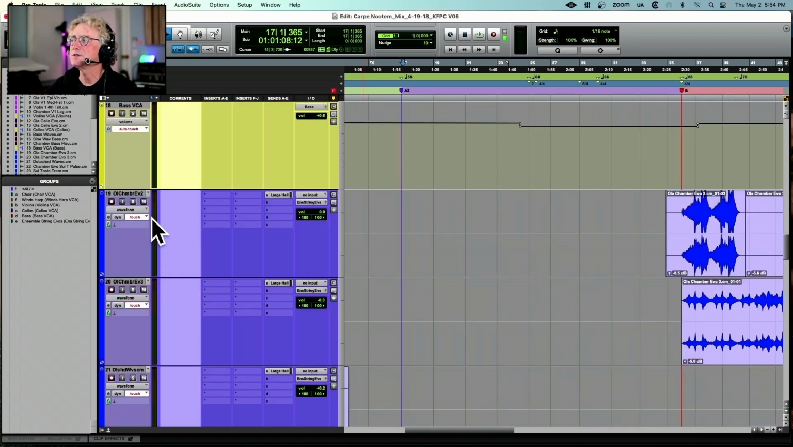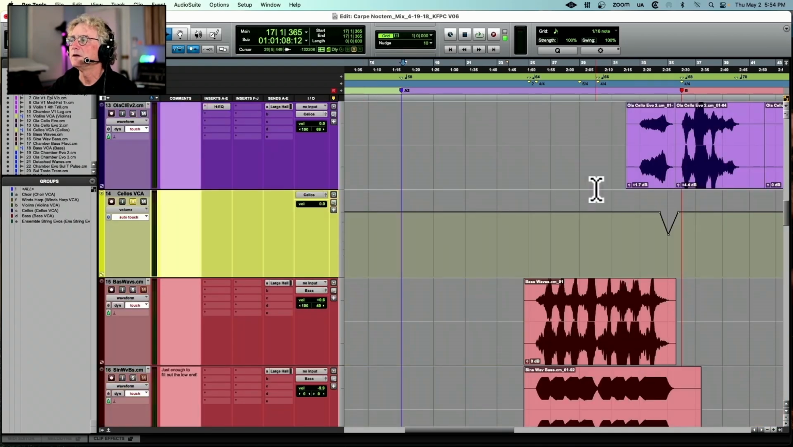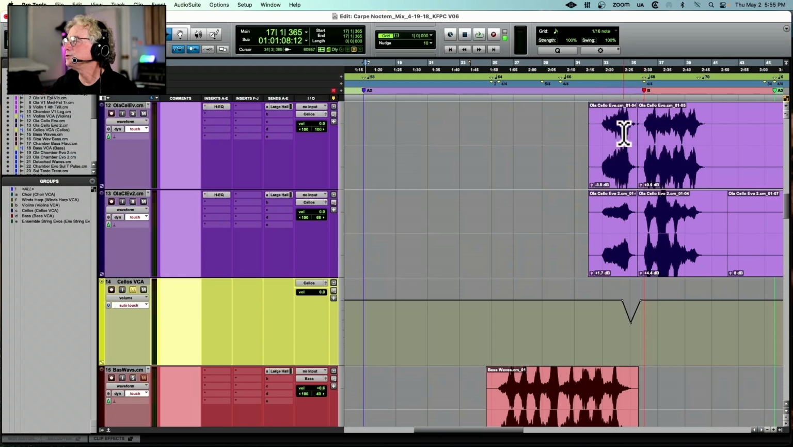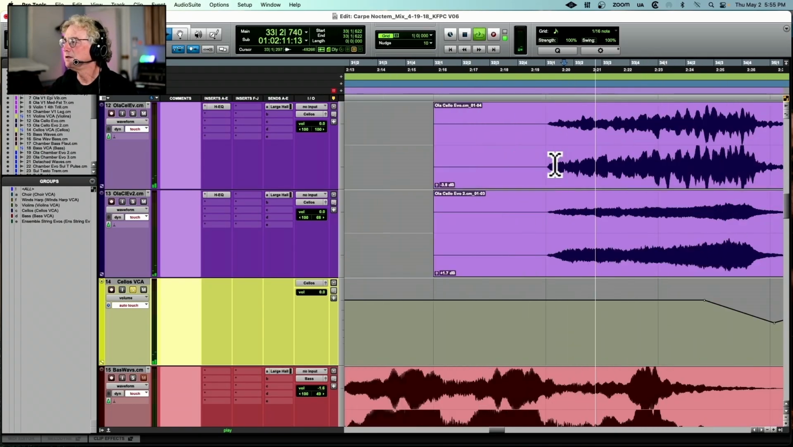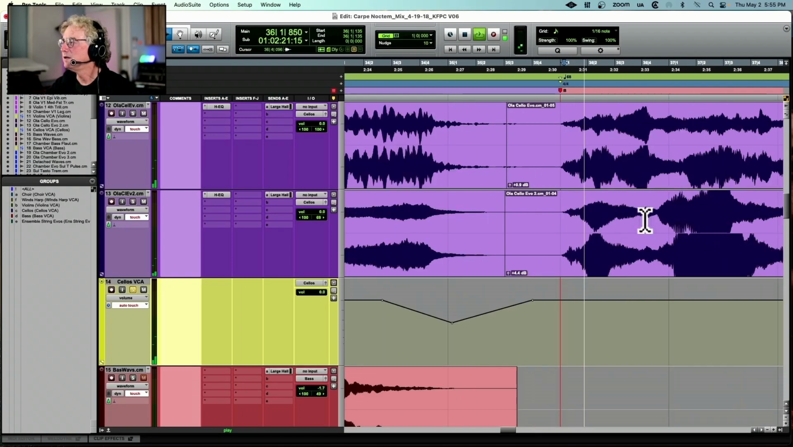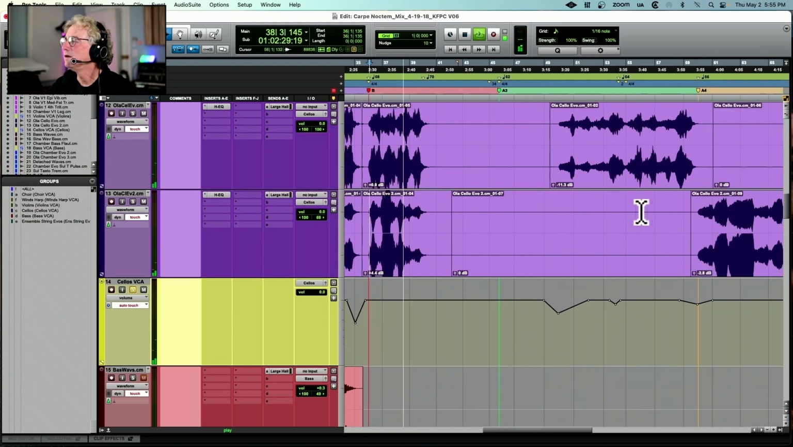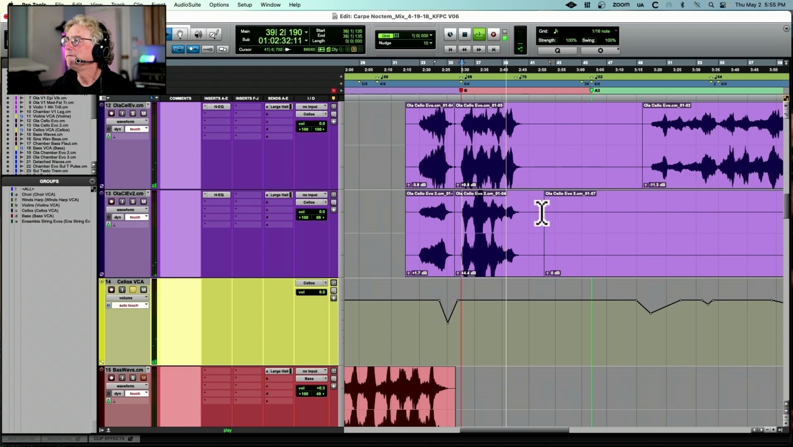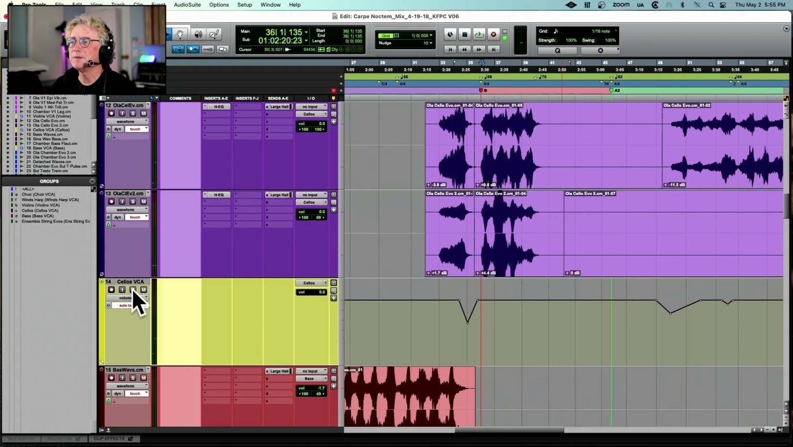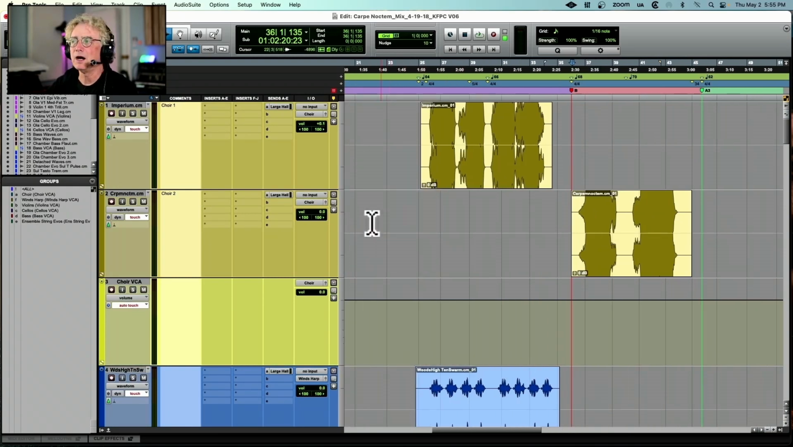Let's see. Let's do this. Let's see. Cello. So these two tracks here are the cellos. And then you'll see it gets softer. Right, that's a kind of articulation that you can't really do with just a straight sample.